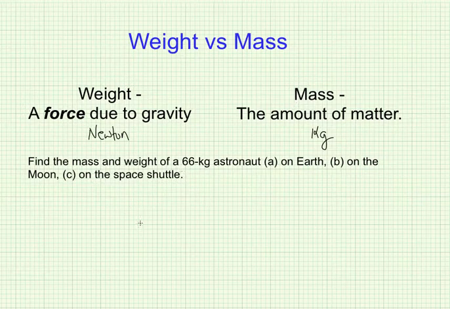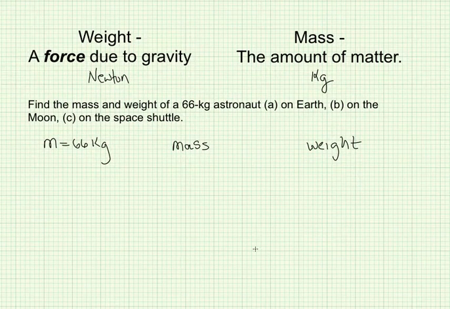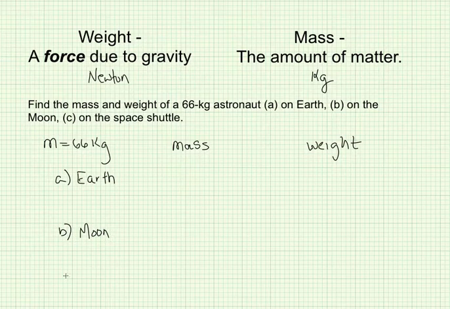So let's just take a quick look at an example problem. So we have a 66 kilogram astronaut. So I know from the unit that the mass of my astronaut is 66 kilograms. And so the question is, find the mass and find the weight of the astronaut. And we're going to do it at 3 different places. We're going to do it first on Earth. Second, we're going to do it on the moon. And last but not least, we're going to do it on the space shuttle.